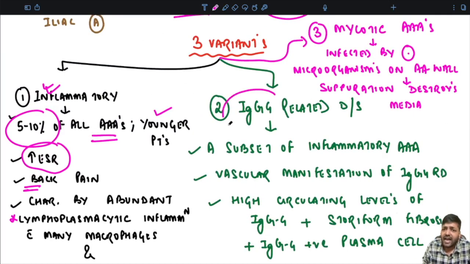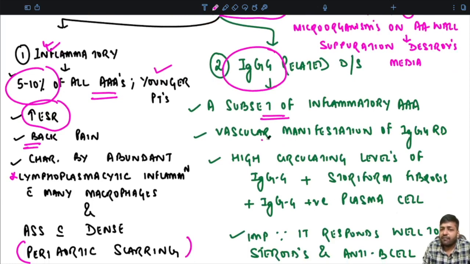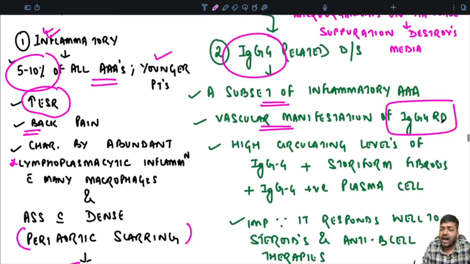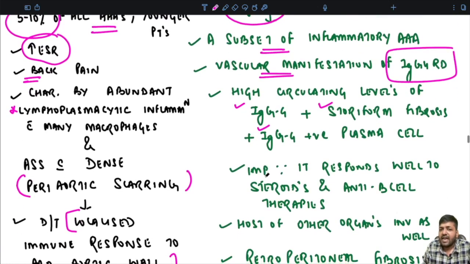Another variant is the IgG4 related variant. This is regarded as a subset of the inflammatory variant of abdominal aortic aneurysm. It is basically the vascular manifestation of IgG4 related disease. There are high circulating levels of IgG4, storiform fibrosis and IgG4 positive plasma cells. It is important since it responds well to steroids and anti-B cell therapy. That is why it is important to recognize this variant.